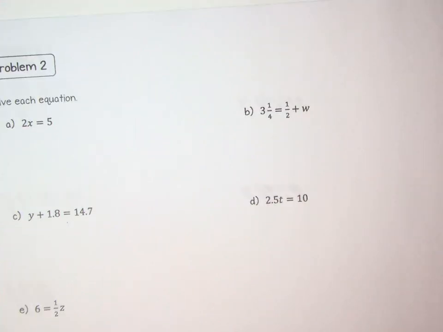All right. Next page. Where are you? All right. Problem 2. Solve each equation. All right.